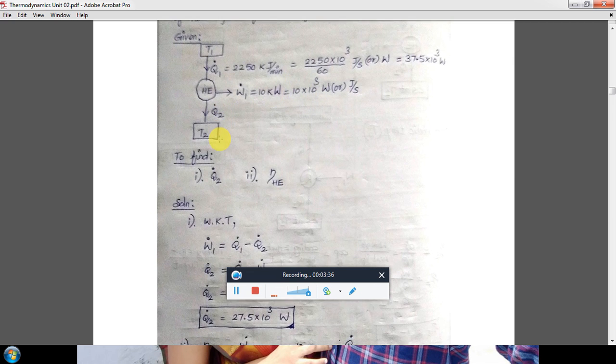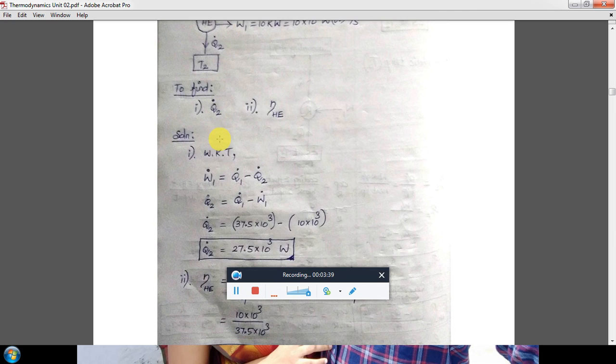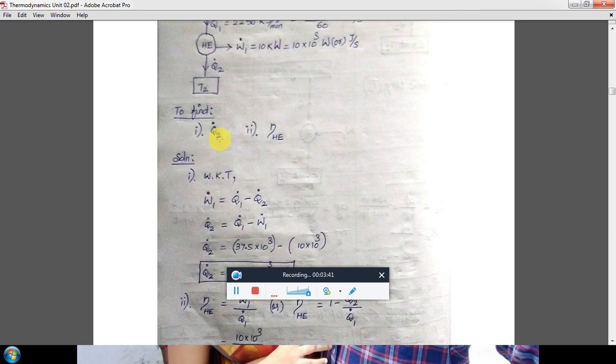We can use a mathematical expression for work done from our previous concepts. Work done can be written as heat supplied minus heat rejected. Here, in the given data, they have given the rate of work done, the rate of heat supplied, and the rate of heat rejected. So we can write W1 dot, the rate of work done, is equal to the rate of heat supplied minus the rate of heat rejected. The work done is given as 10 kilowatt, and the heat supplied is given as 2250 kilojoule per minute, which we converted into seconds. So substitute the kilojoule per second value here.